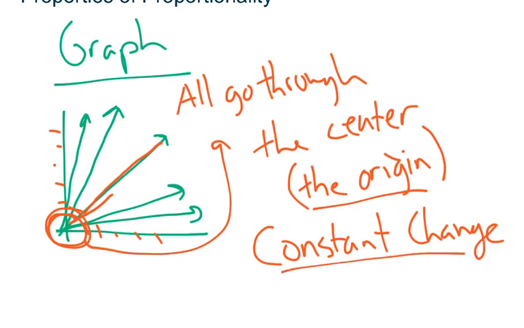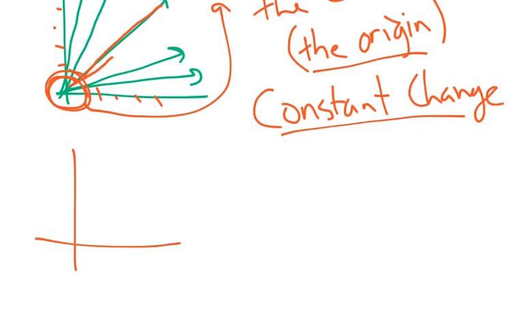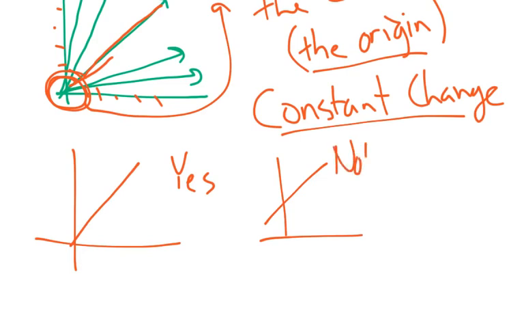And so some quick examples. This is proportional. This is not proportional because look how it's going up way up there. And then another non-example would be something like that.